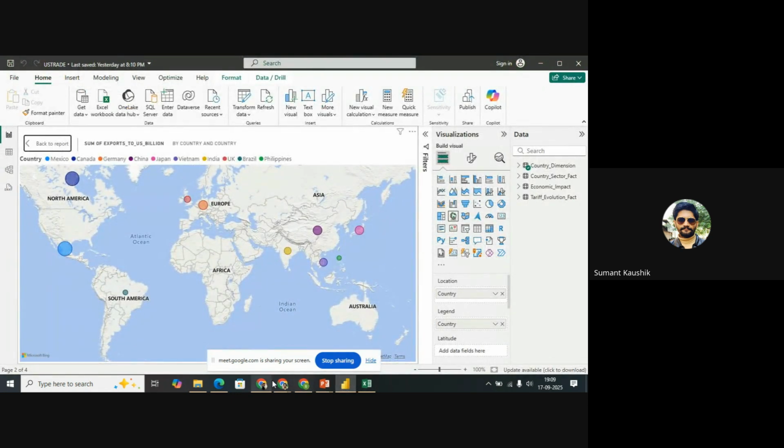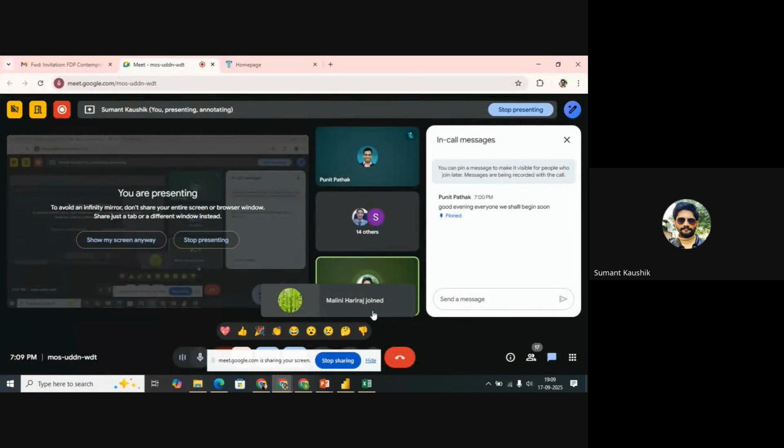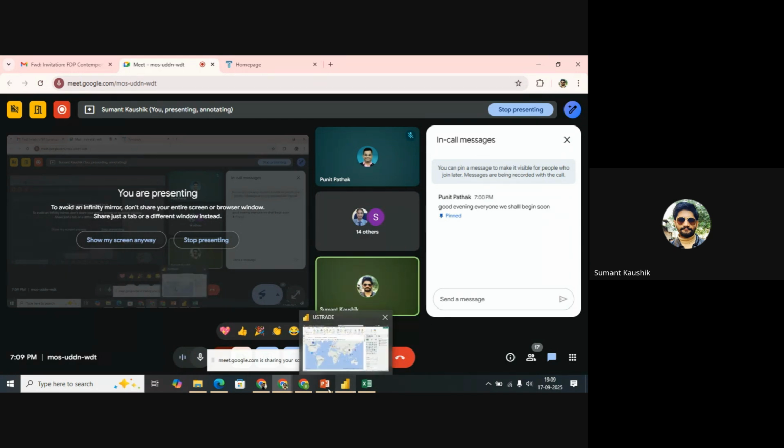I'll just re-present my screen. There is some issue on my screen, I think it's just getting some issues. I'll reshare my screen because there is some issue on my laptop. I'll be back in a minute. Puneet sir, I'll reshare in a minute. There is some issue. Sure, sure.